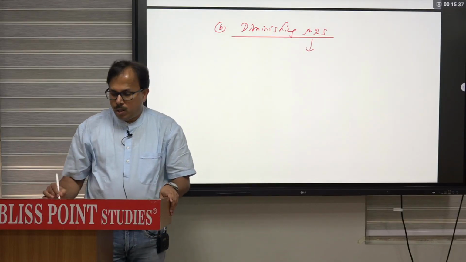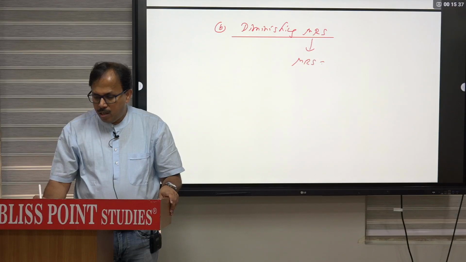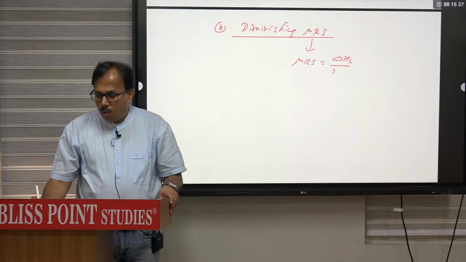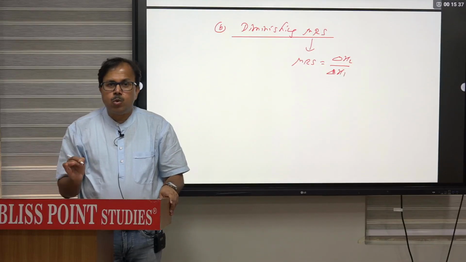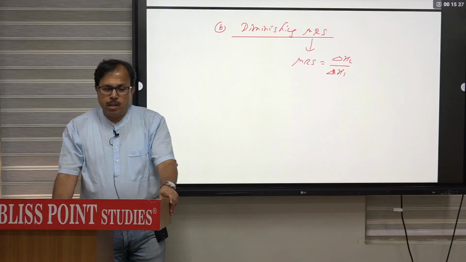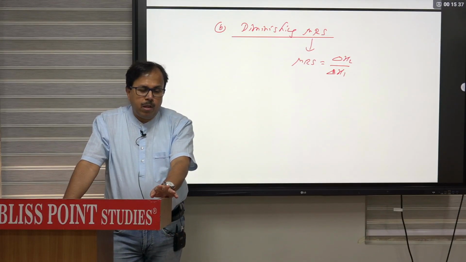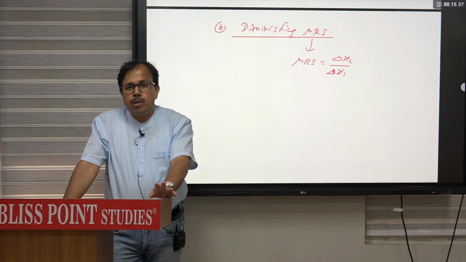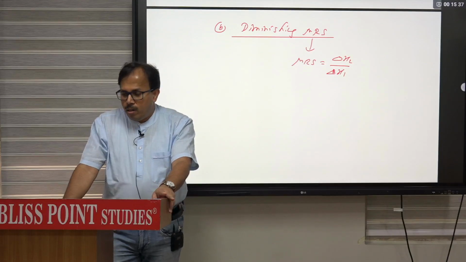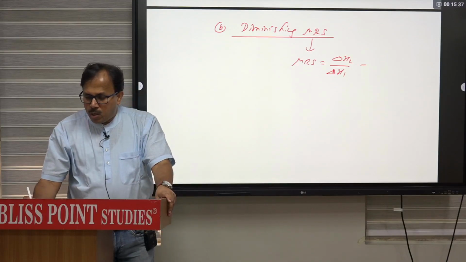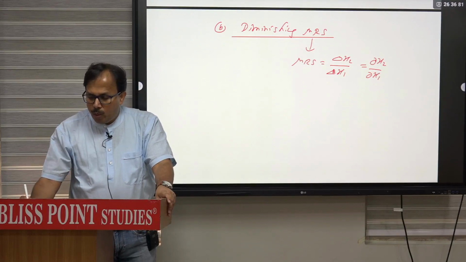Marginal rate of substitution is defined as the quantity of good 2 that the consumer is willing to give up in order to consume an additional unit of good 1 so that utility will remain the same. I repeat, MRS is defined as the quantity of good 2 that the consumer is willing to give up in order to consume an additional unit of good X1 so that utility will remain the same. Numerically it is delta X2 by delta X1, and whenever you do it, you basically get the slope.